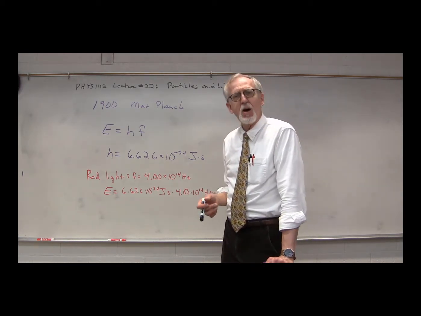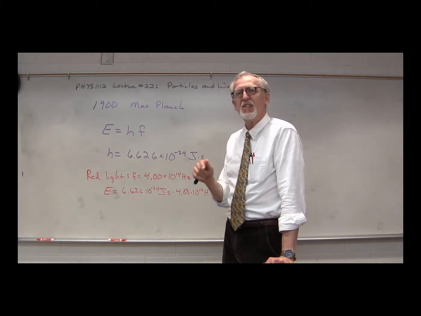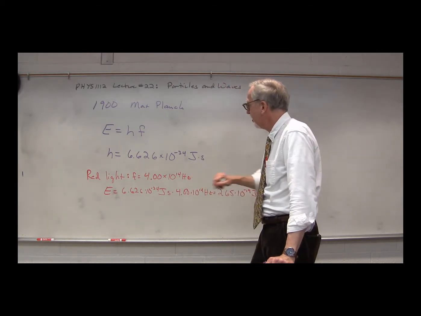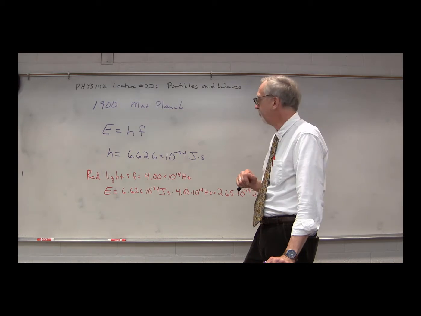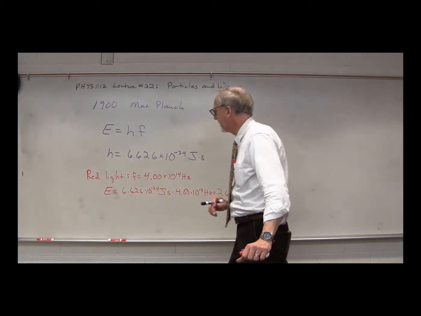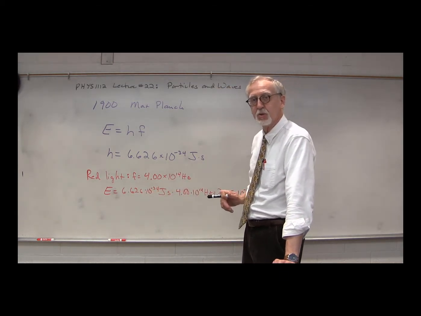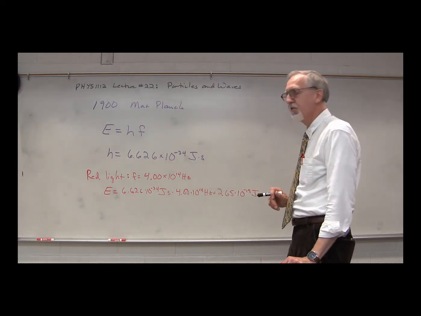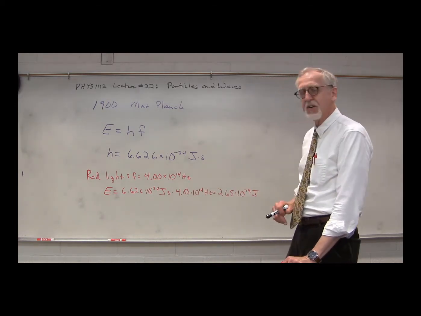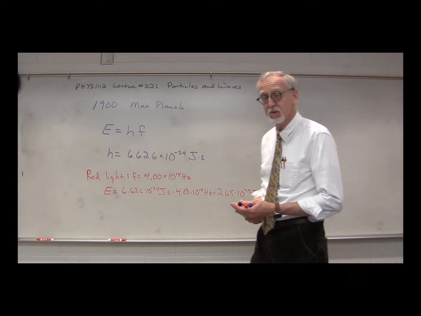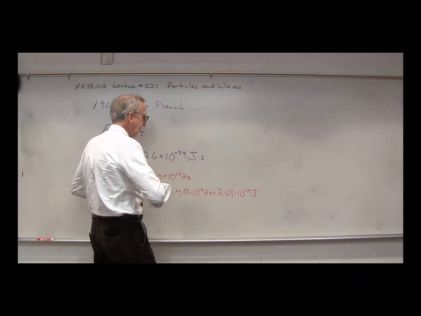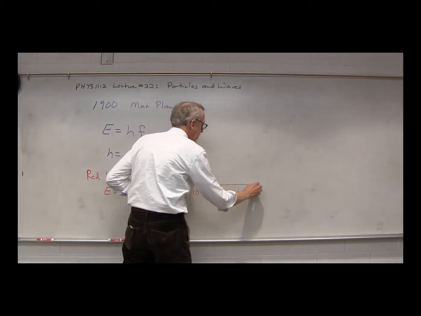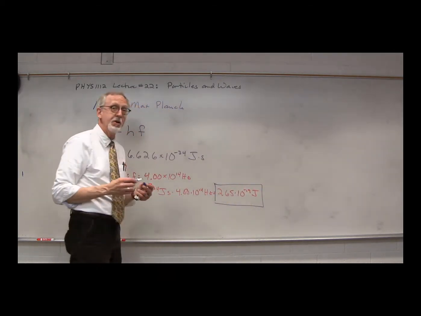So let's figure out what's the energy of one quantum of, let's say, red light with a frequency of 4 times 10 to the 14th hertz. That would be an energy of 6.626 times 10 to the minus 34 joule seconds, h, times the frequency, 4 times 10 to the 14th, or 2.65 times 10 to the minus 19th joules. Now, I want us to just notice something about this. That is a very, very small energy.